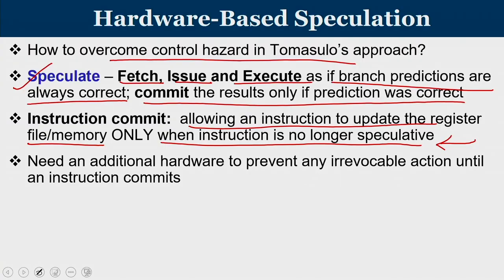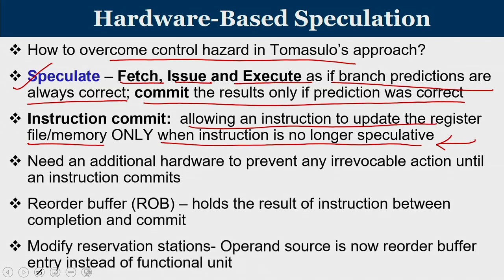We need additional hardware to prevent any irrevocable action until an instruction commit, and that extra hardware is known as the reorder buffer, also known as ROB, R-O-B. ROB holds the result of an instruction from completion to commit. So, when you perform a speculative operation, you do the operation, get the result, and store it in a place called the reorder buffer, and when you come to know that this instruction is no longer speculative, from the reorder buffer, you copy it into memory or to the registers.